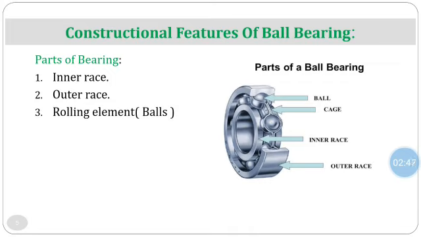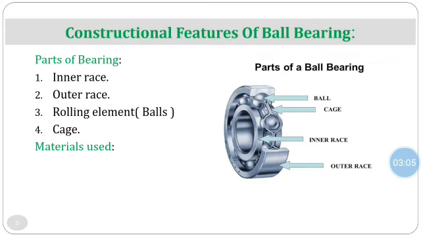Third one, rolling element, that is balls. Balls are placed between inner and outer race. And fourth one, cage. Cage is the important element which supports the balls while bearing is in working condition.